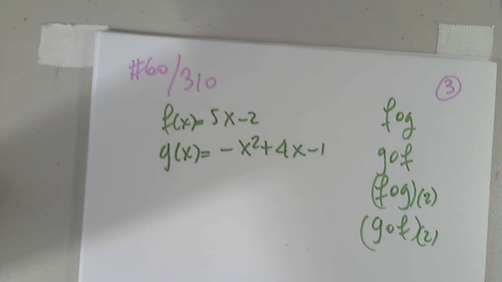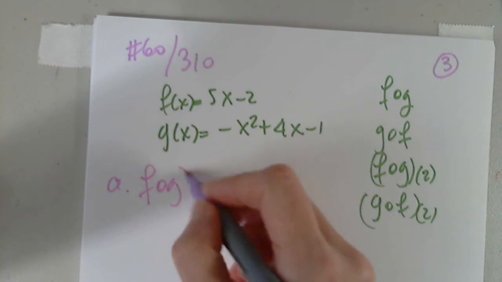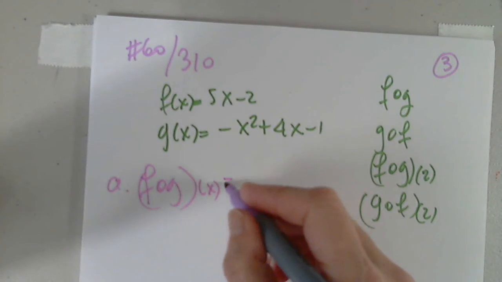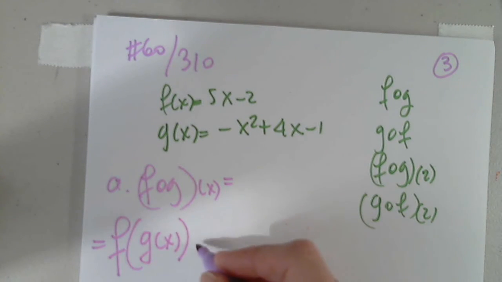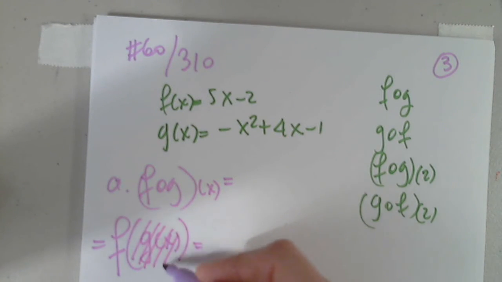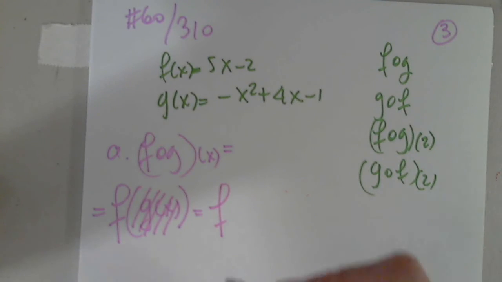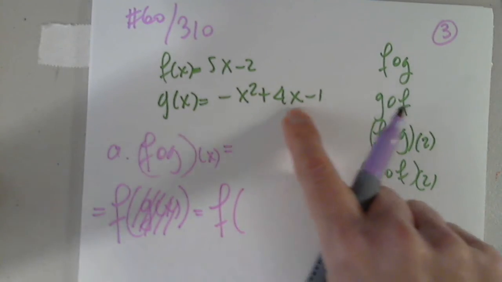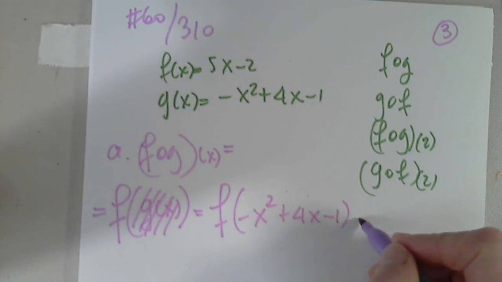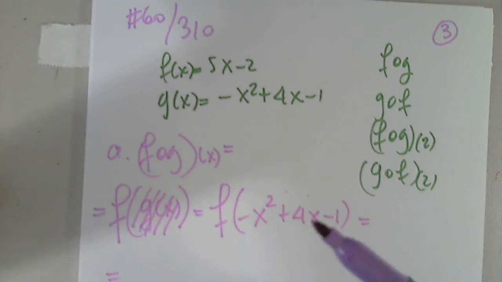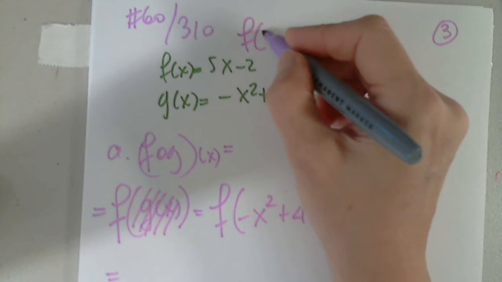Okay, ready? So the first question, part A, let's say, is f of g of x. I will immediately write the definition, which is f of g of x. Next step, I have f of, and I replace g of x by all this: negative x squared plus 4x minus 1. Now, I look at what f is telling me.